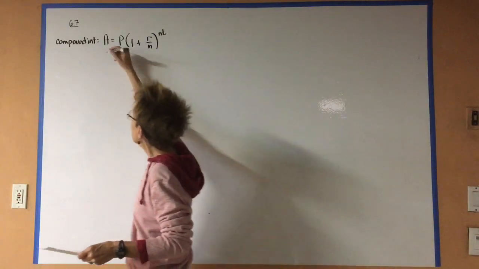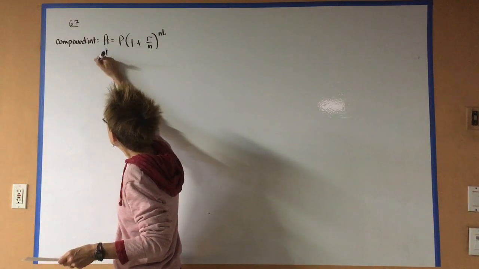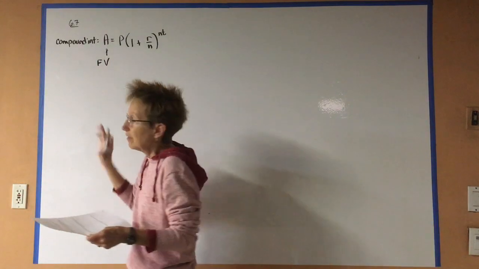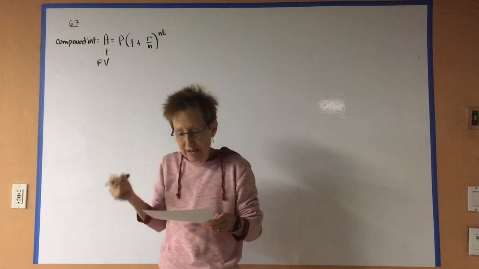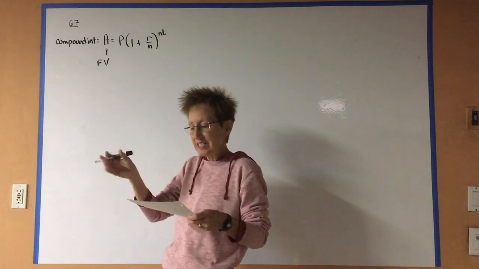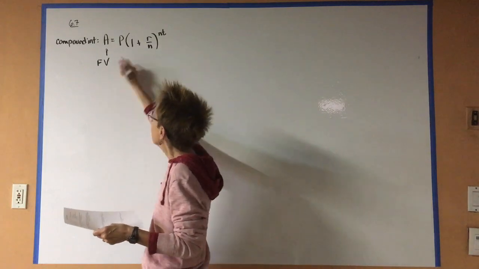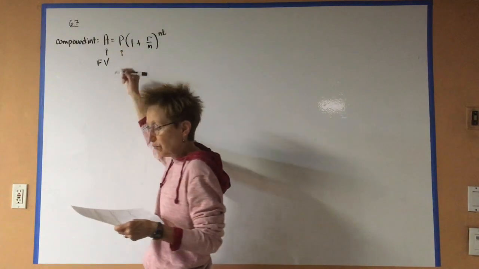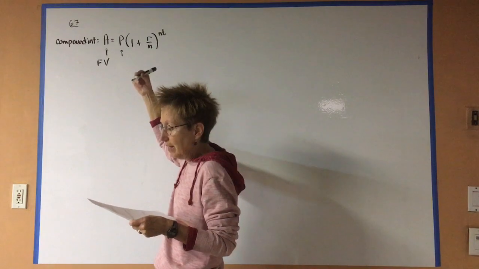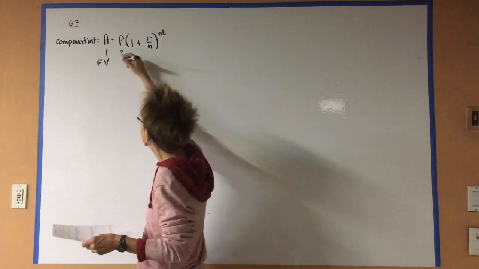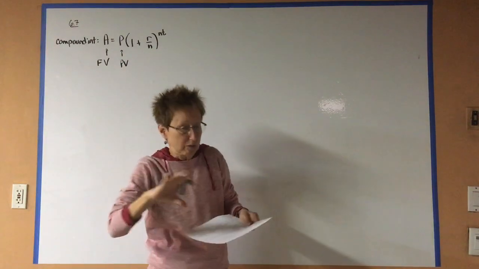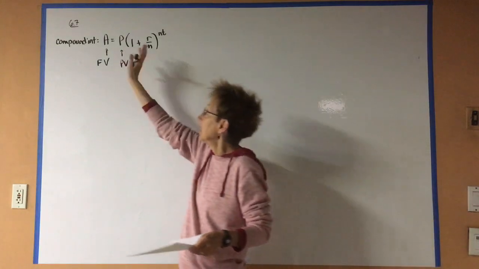A lot of books use FV for future value instead of the A. So you'll notice in my description to the right, I said A is the future value. And oftentimes, instead of writing P, sometimes books will write PV for present value. I'm trying to stick with the way this book does it, which uses an A and a P.